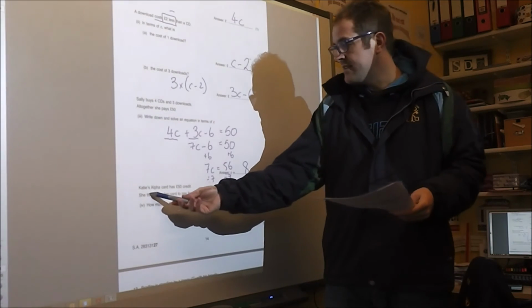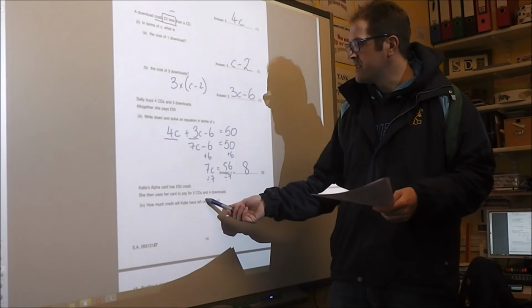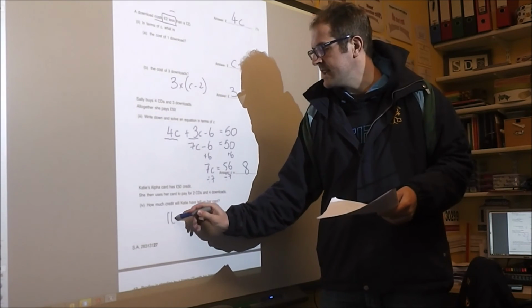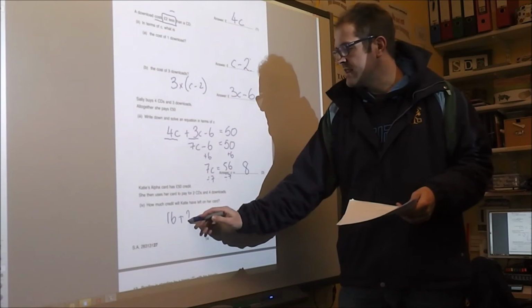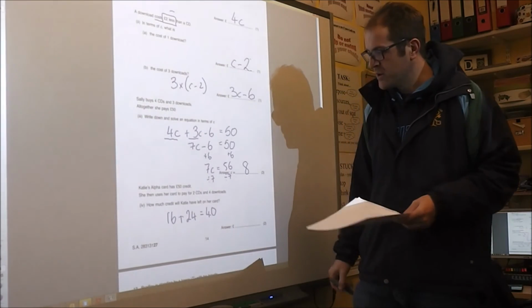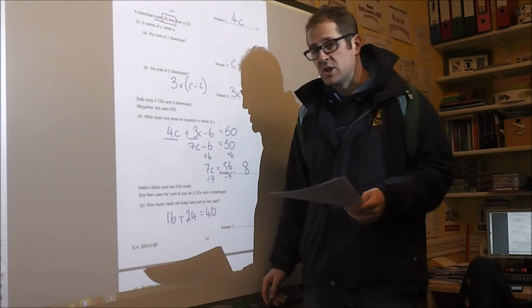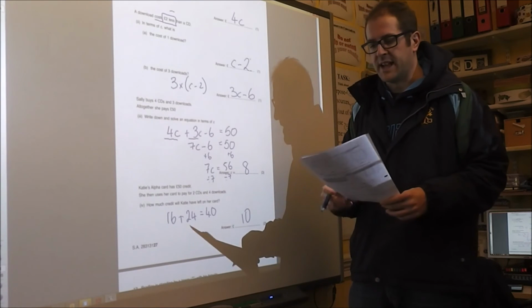Now, Katie's card is £50 credit. She used the card to pay for 2 CDs, so that's £16, and 4 downloads, which is £24. So in total, she will spend this £40. So how much has she got left on her £50 card? She's got £10 left.